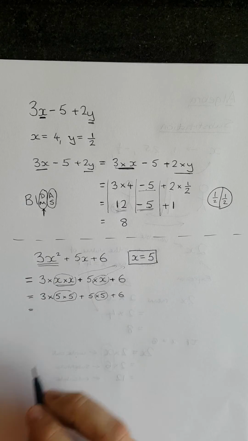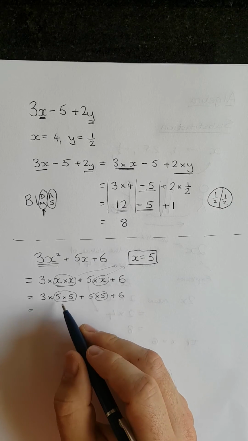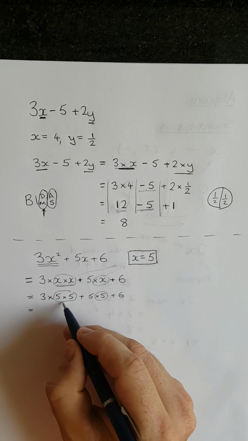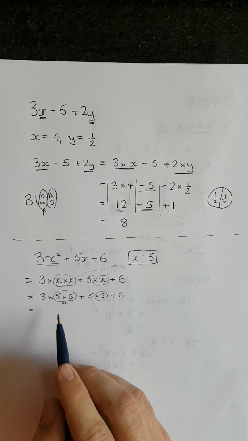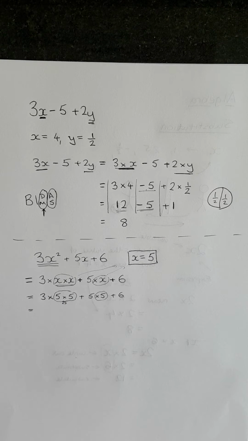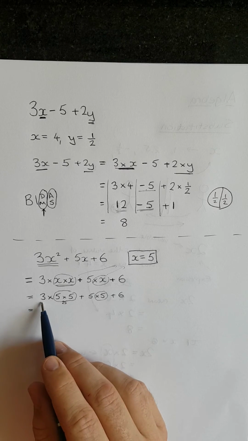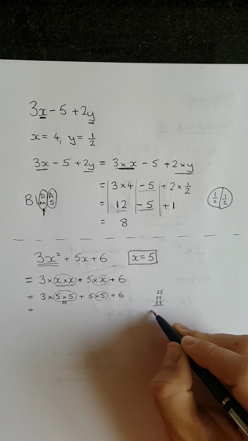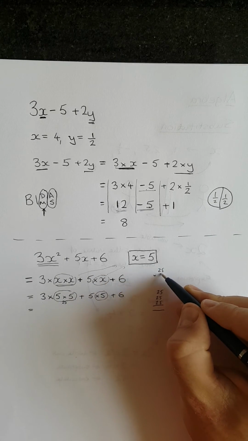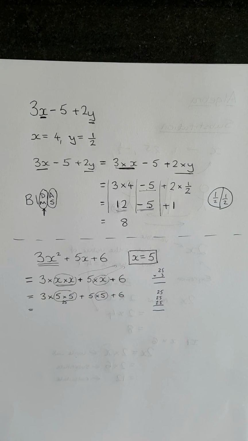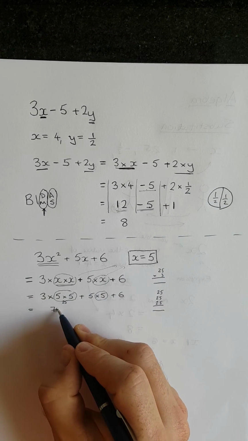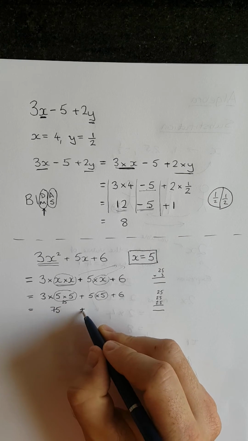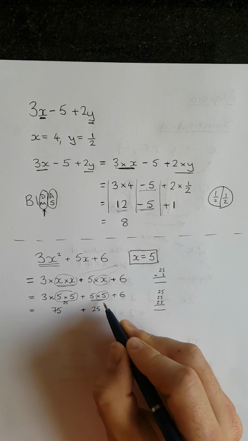So I'm going to do 5 times 5 first, which is 25. I might write that small here, or I might do an extra line of working. It's up to me. But because 3 times 25 I can work out, and I can do it by adding, or I can do it by multiplying, it's 75. Add another 25.